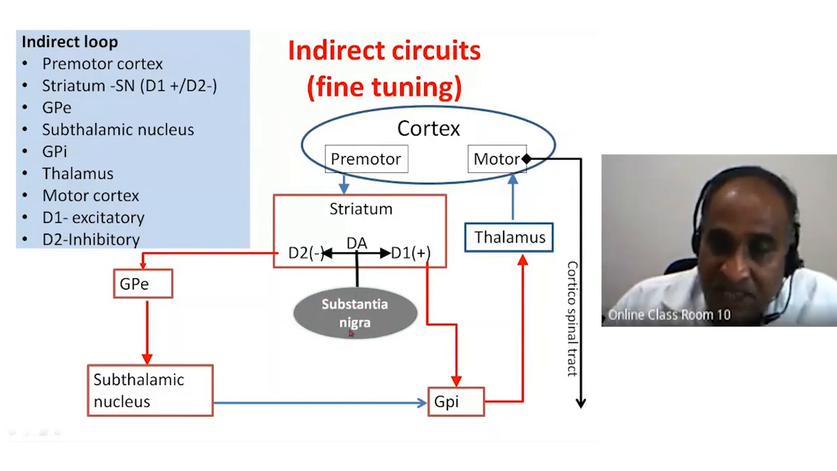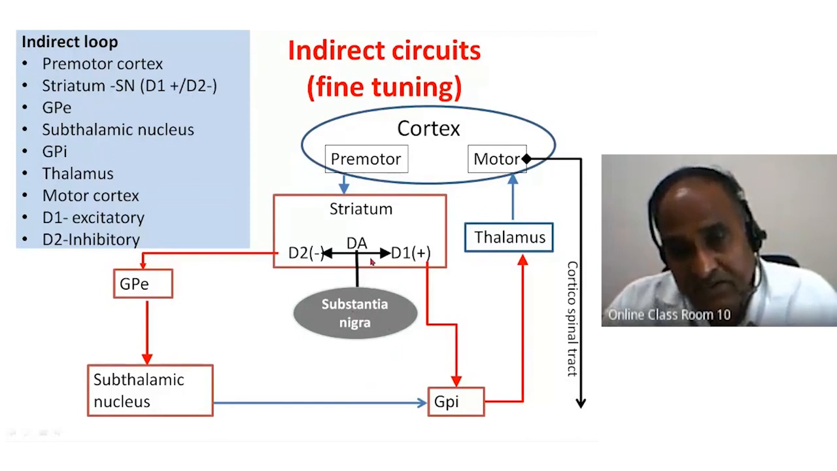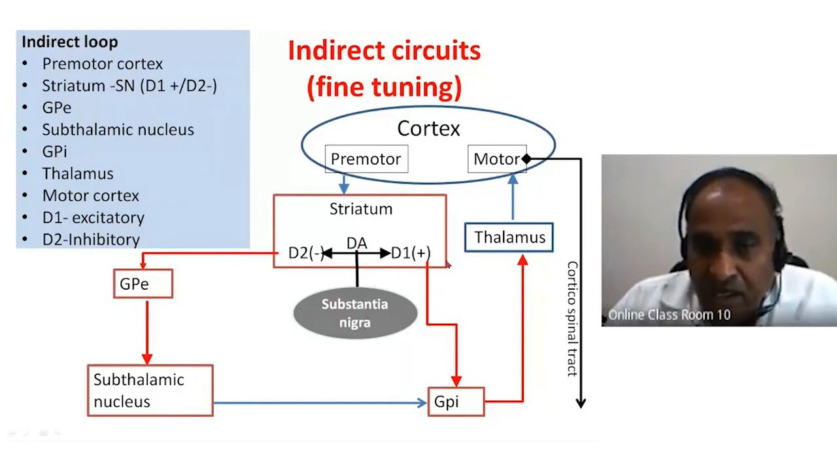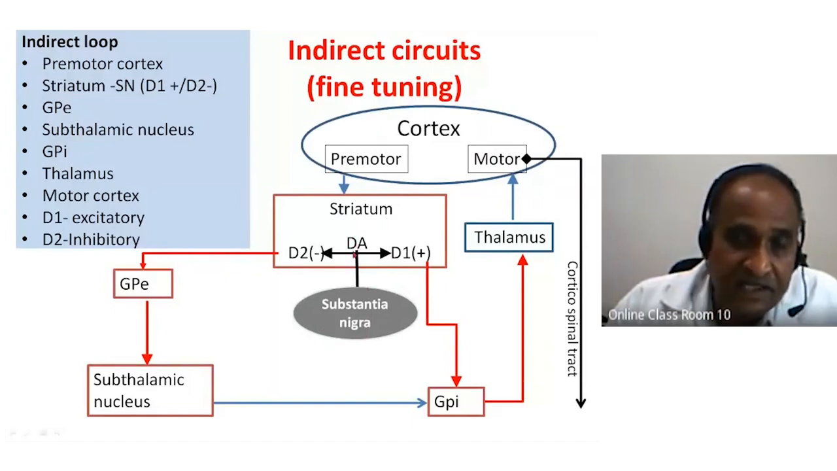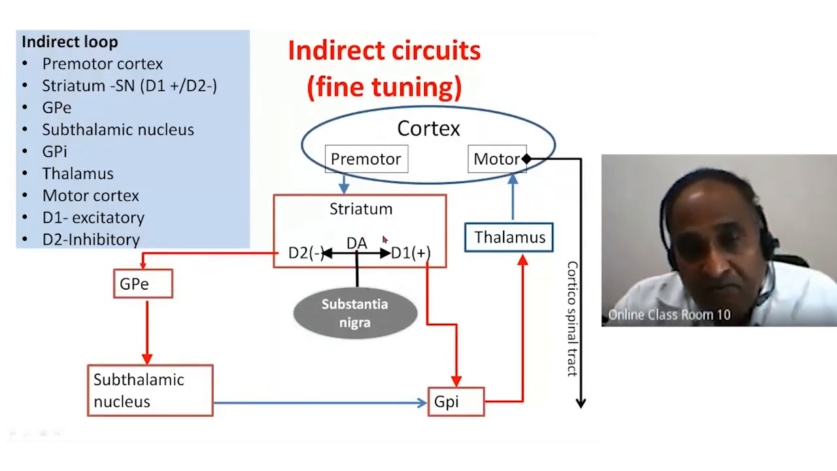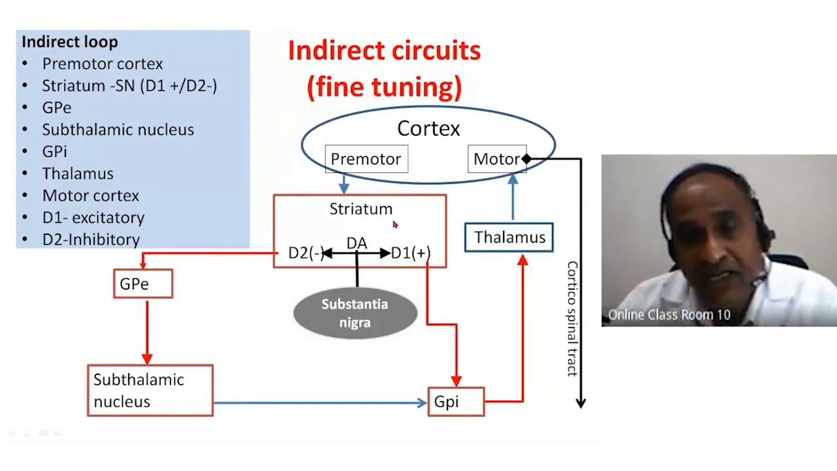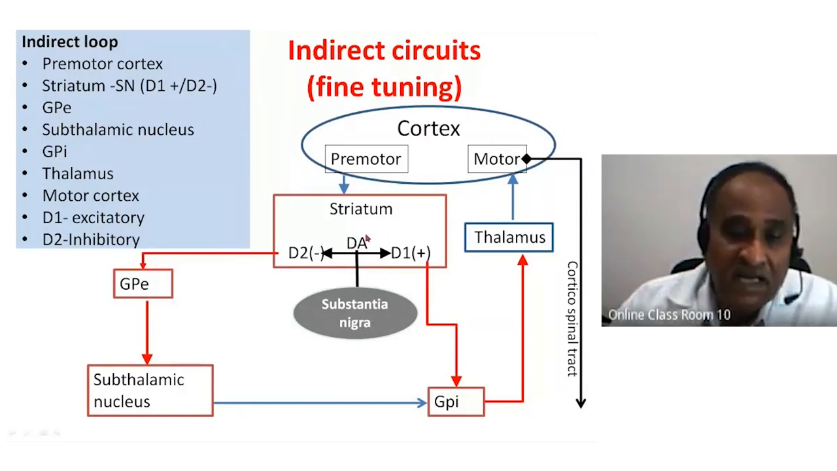Like a black body, the substantia nigra has two components: the substantia nigra compacta and the substantia nigra reticularis. The compacta sends information to the striatum. This is known as the nigrostriatal tract. That means it will fine-tune or adjust the striatal activity. The nigrostriatal tract secretes dopamine as a neurotransmitter.